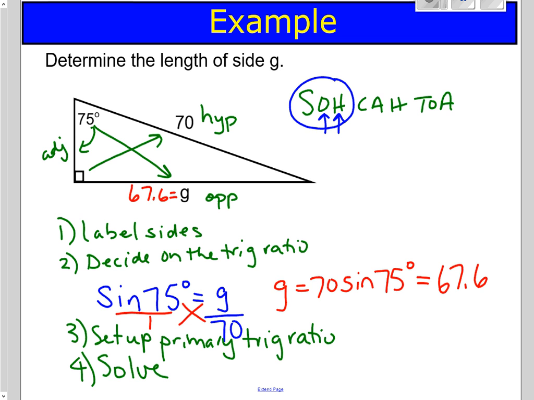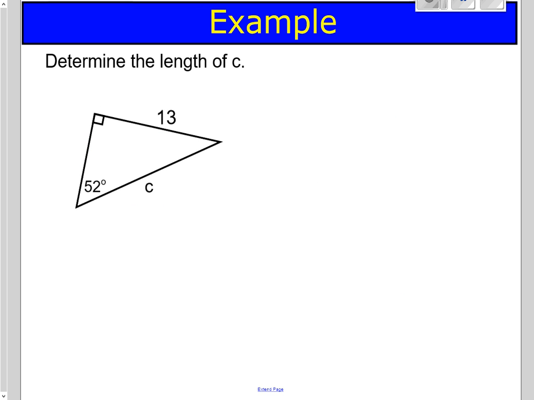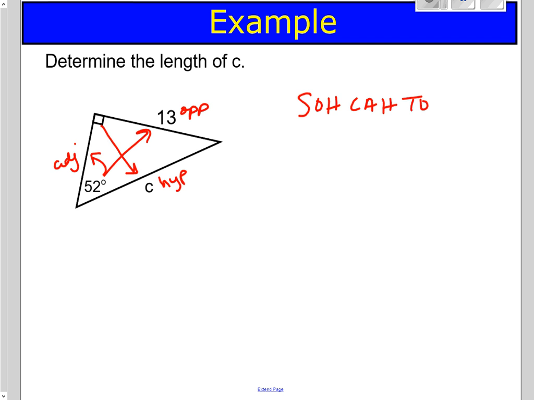Okay, let's try another one. So this is how we always do this. We label our sides, we decide on the trig ratio, we set it up, and then we solve. Okay, so here's my angle down here. So this is my opposite side, and this is my hypotenuse. Whoops, I don't know what I was spelling there. Hypotenuse. And this would be my adjacent side. So I know my opposite. I'm looking for my hypotenuse.